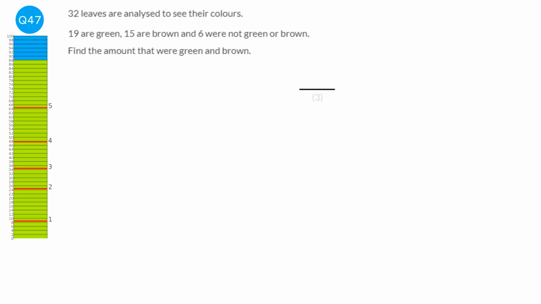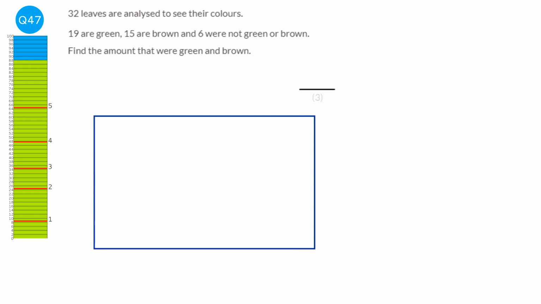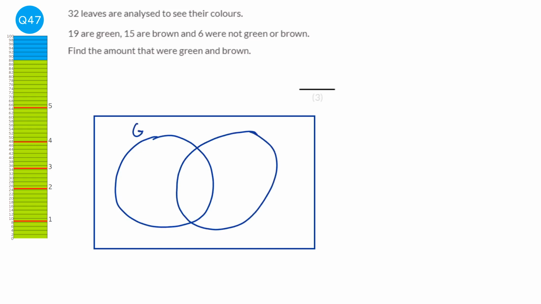We don't have to for this question, but it might be helpful to draw a Venn diagram for this. And we've got green and brown leaves. So we'll have green on the left and brown on the right. And we're told that there are 19 green and 15 brown, and 6 that were not green and brown. So the only number we can put in is the 6 on the outside of the Venn diagram.